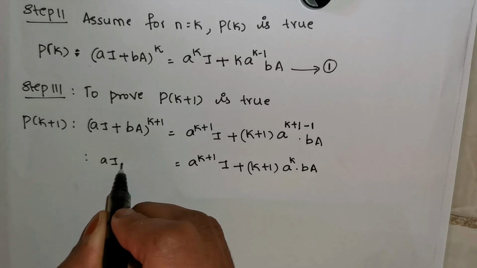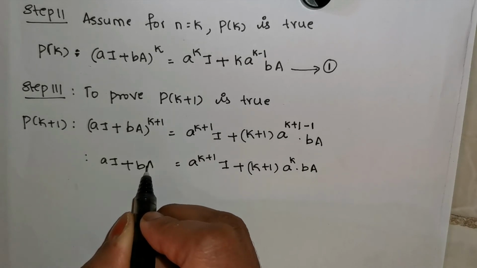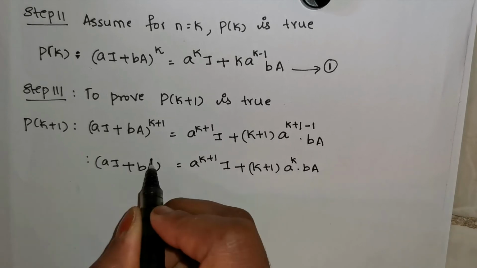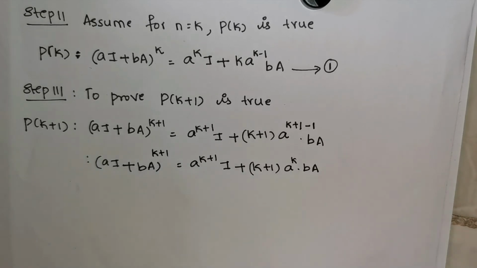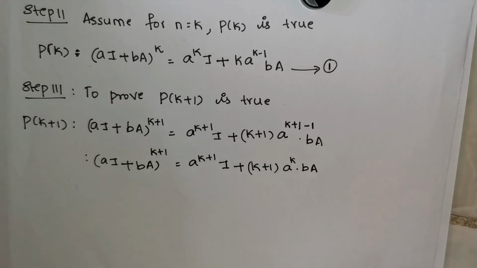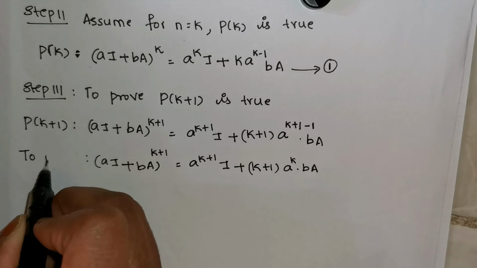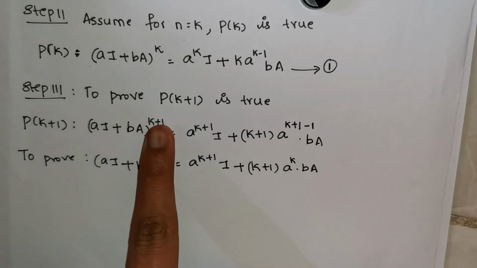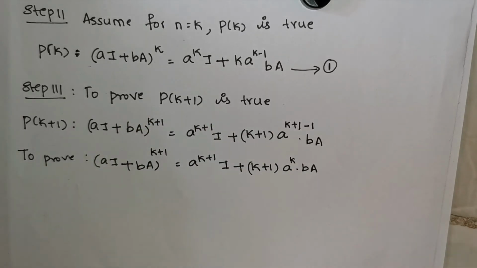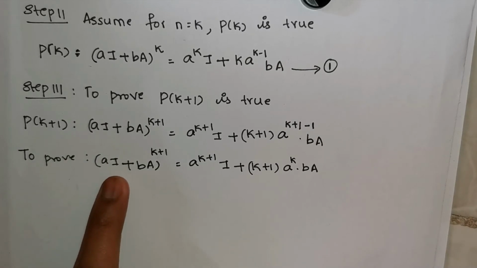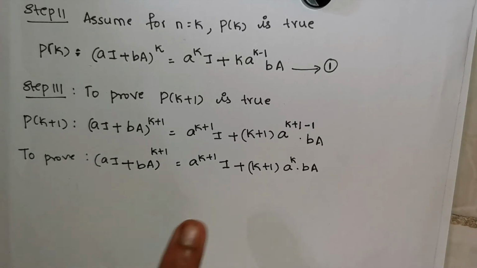Here it is (ai plus ba) the whole raised to k plus 1. So which means that we have to prove this. This is the thing which we have to prove. We have to prove this is correct. To prove P of k plus 1 is true, this is our P of k plus 1, so we have to prove LHS is equal to RHS.